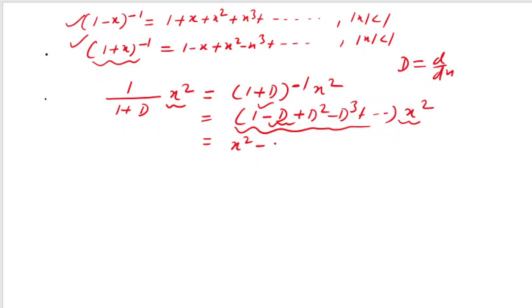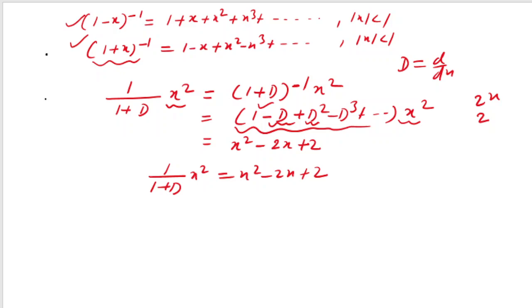So d by dx of x square will give me 2x, and we have to operate D square on x square. D square of x square means first if you differentiate you get 2x, and again if you differentiate you get 2, so you get plus 2. And if you operate D cube on x square, then you get 0. So we actually require only the first three terms. All other terms after the D square term, when operated on x square, will give me 0. So 1 by (1 + D) of x square is equal to x square minus 2x plus 2, right?